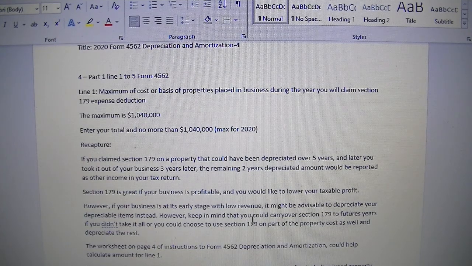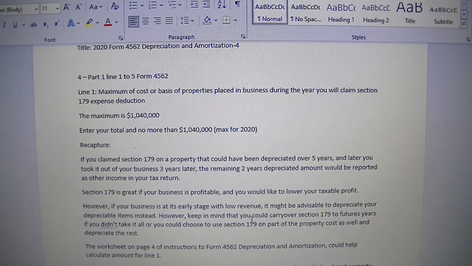Part 1, Line 1 to Line 5 of Form 4562 Depreciation and Amortization. So Part 1 is going to be Section 179.